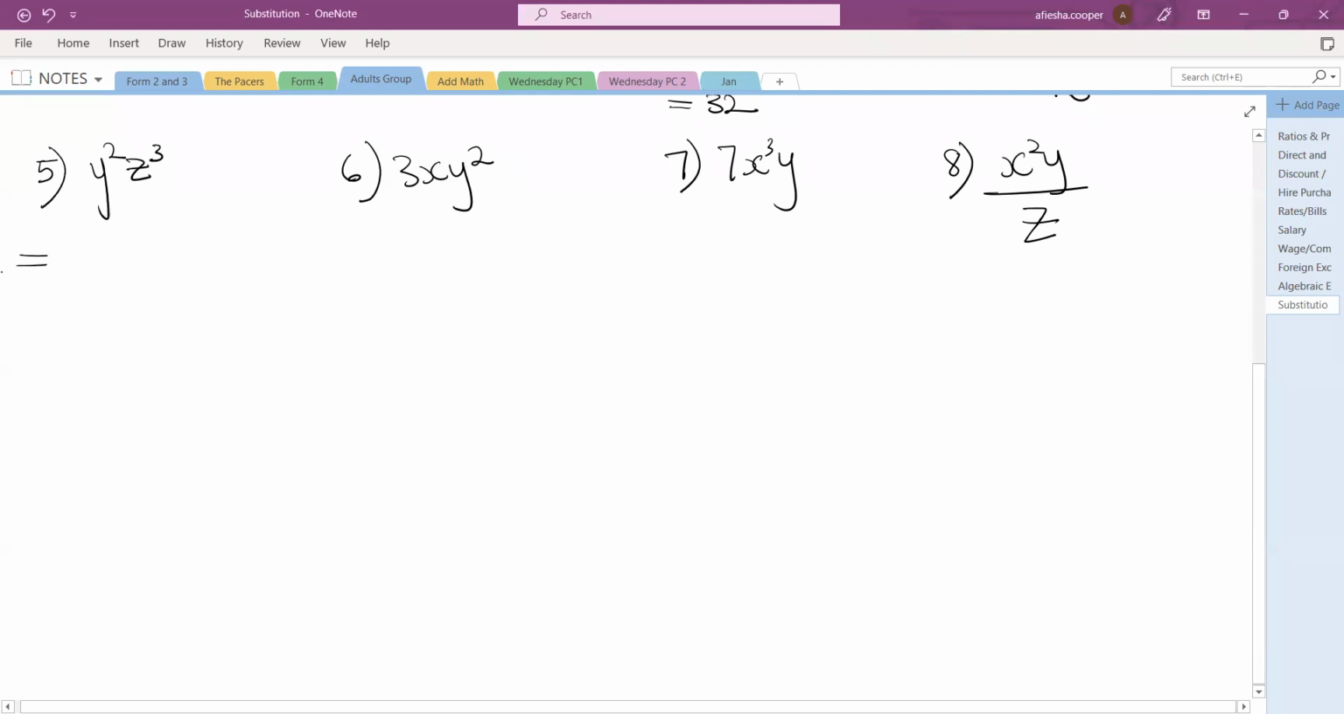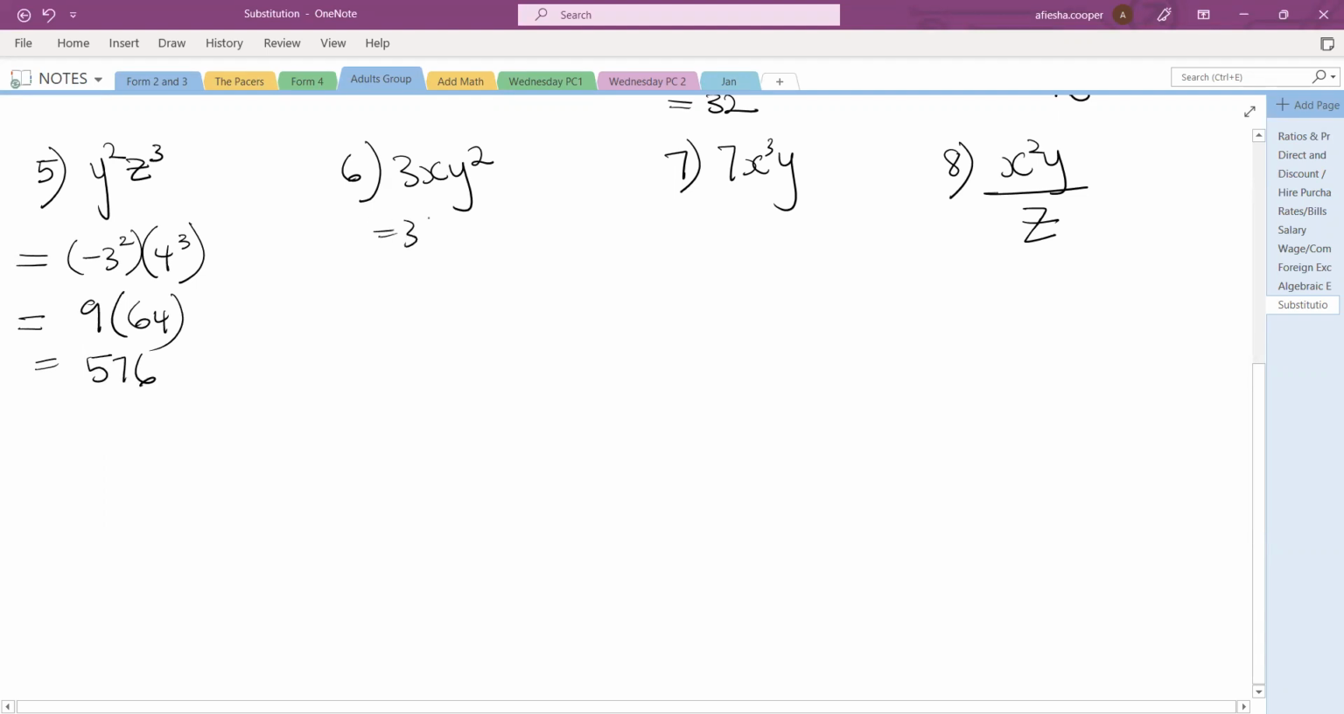So we have y equal to -3, and z equal to 4. So we have -3 squared multiplied by 4 cubed, right? Which will be -3 squared, which is 9, by 4 cubed, so 9 multiplied by 64, which will give us 576.